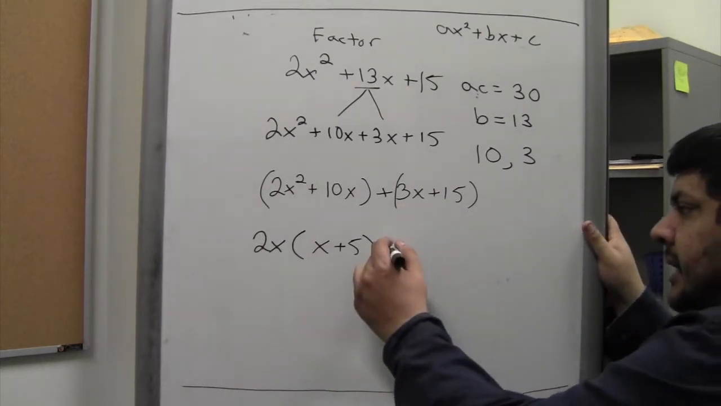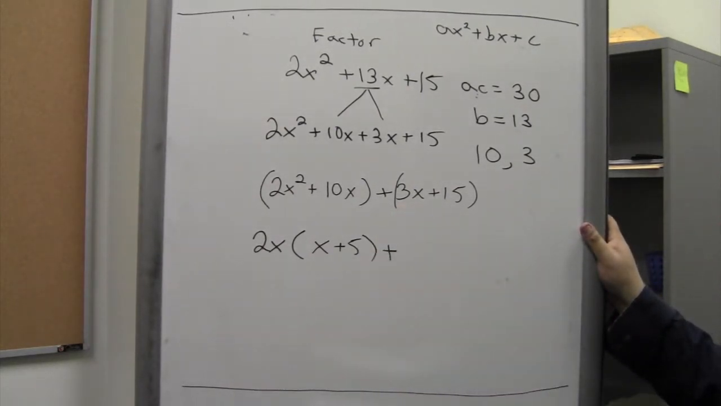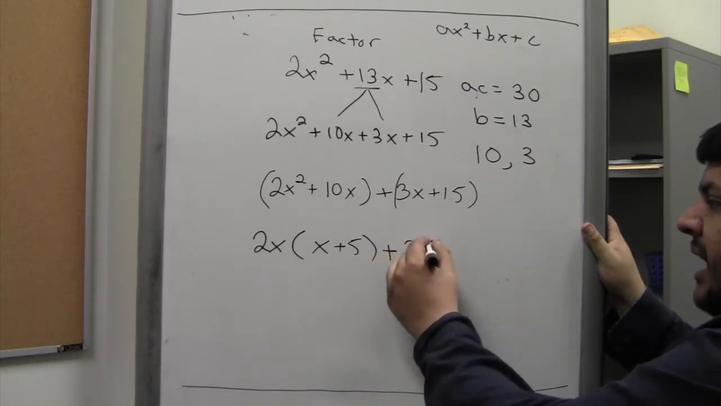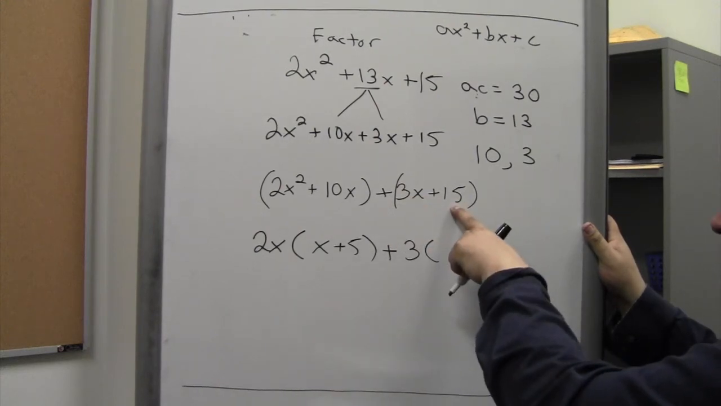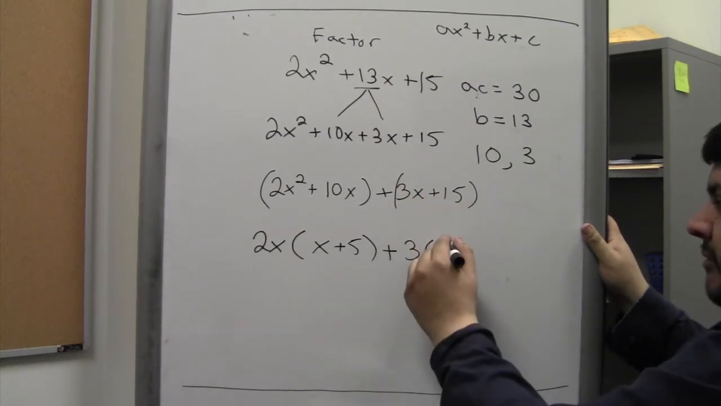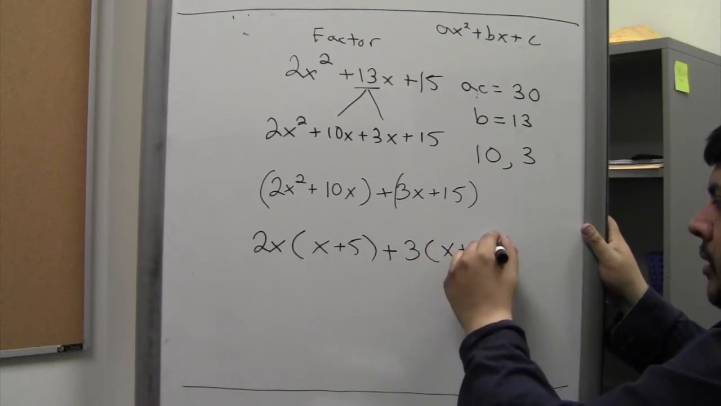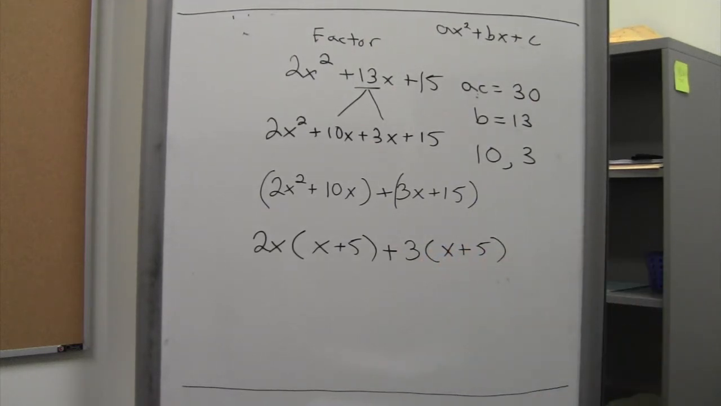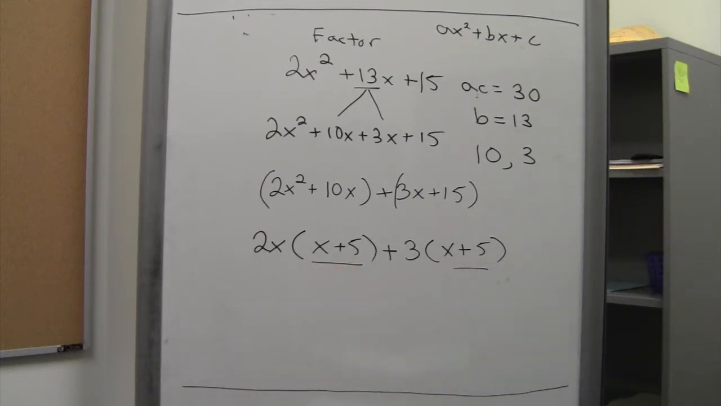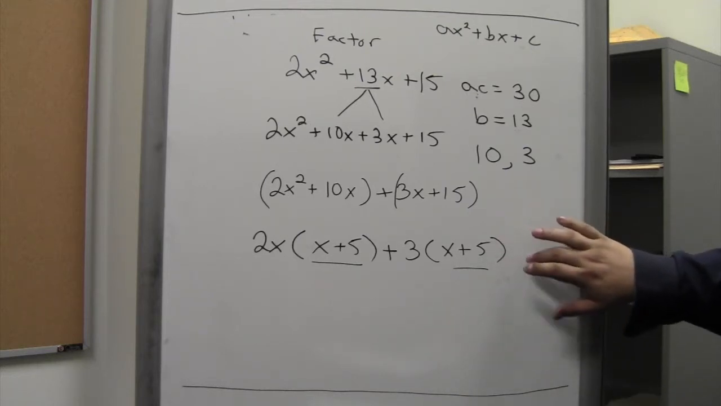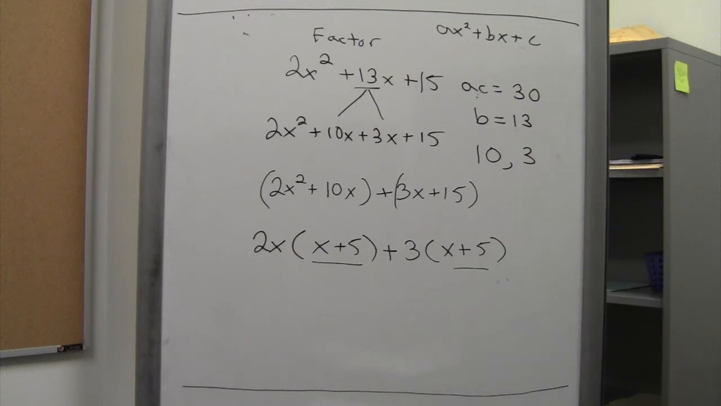Now over here, is there a common factor I can take out? The answer is yes, and it's 3. If I took a 3 out of both of these, that would leave me with x here, and if I divided the 3 here, that would leave me with 5. Now, if you remember, in order for this to work, these two needed to be the same, and we have that. That's what we want with factoring by grouping. Okay? If you're still confused on this one, you got to refresh on factoring by grouping.